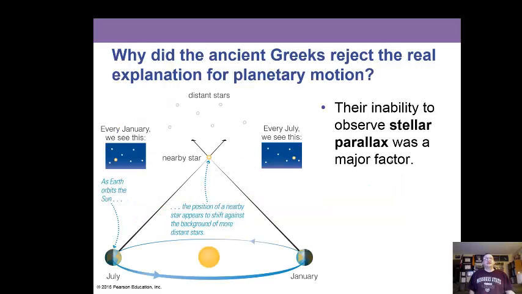So, why did the ancient Greeks reject the real explanation for planetary motion? It was their inability to observe stellar parallax. Parallax is when you put your thumb out, you close one eye, you can cover up a tree or the sun or the moon, and you blink to the other eye and it moves. Now what moves? The object you're covering up or your thumb? Well, neither. It's your perspective you're looking at, and that's stellar parallax.